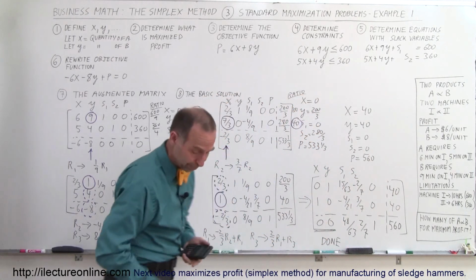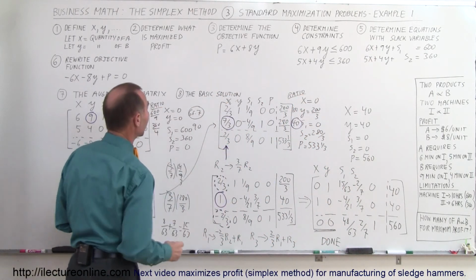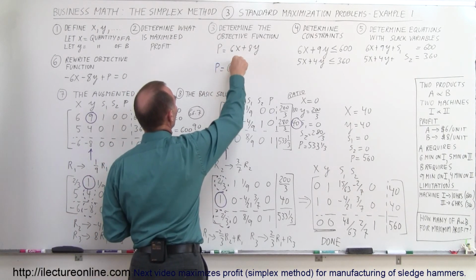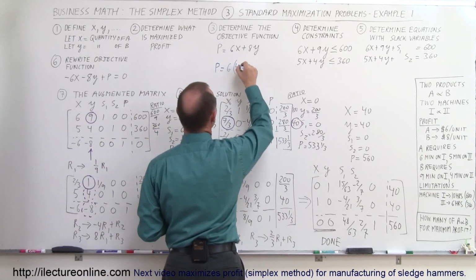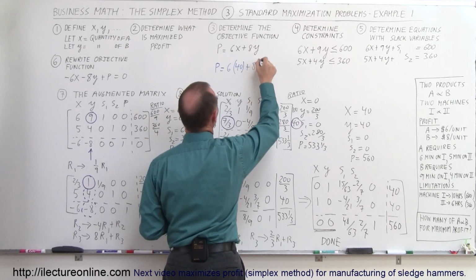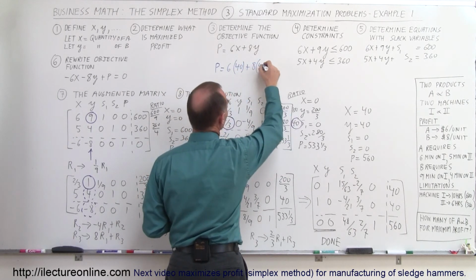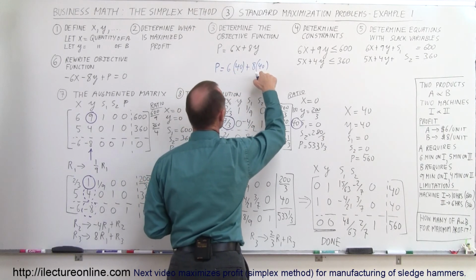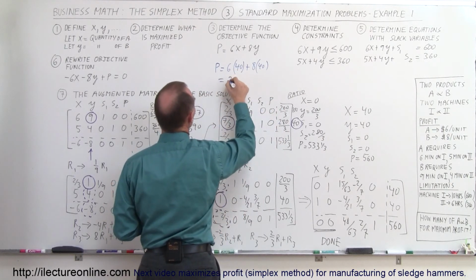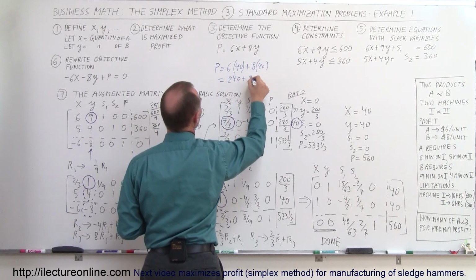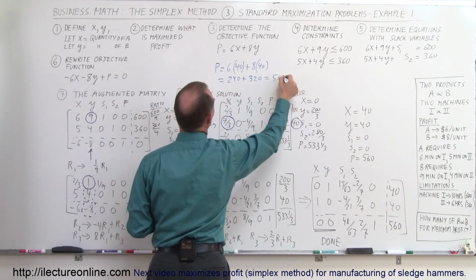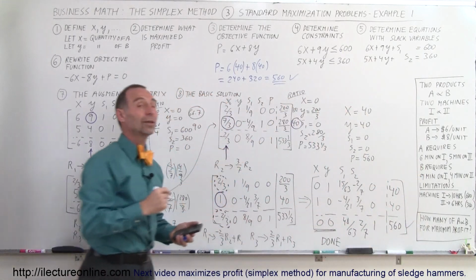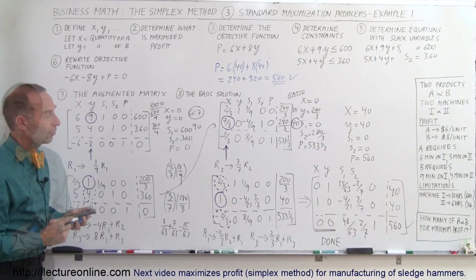Quickly checking that. So, coming back up here, we said that the profit can be determined by taking 6 times x, and x is equal to 40, plus 8 times y, where y is equal to 40, which means $6 for each unit of x, $8 for each unit of y. So this is equal to 240 plus 320, which is equal to 560, which is the same number that I got up here. So it looks like we did okay.